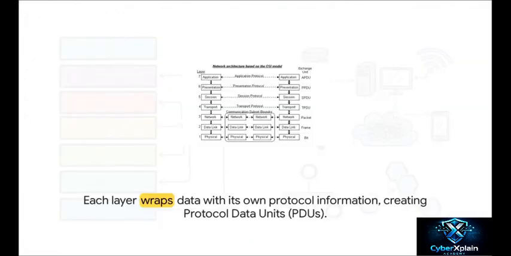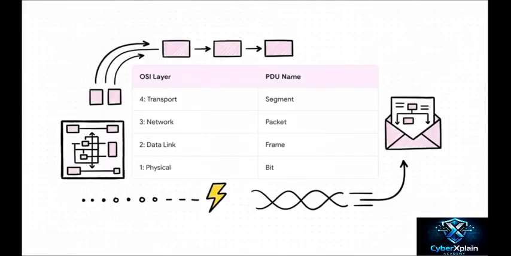This visual shows it perfectly. Your initial data gets wrapped up by the transport layer, then that gets wrapped by the network layer, and finally, the data link layer adds its wrapper, all before it's converted into bits for transmission. Then, on the receiving end, the process just happens in reverse. It's called de-encapsulation, where each layer unwraps its own envelope to read the instructions inside. It's pretty elegant, right?